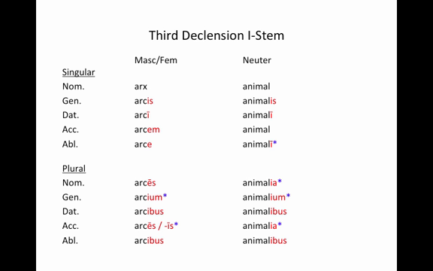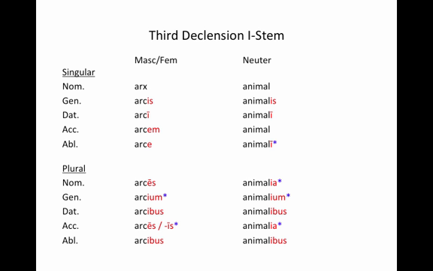When we look at the actual declension of third declension I-stem nouns, you'll notice that it's very similar to the normal third declension. For the masculine and feminine, here with blue asterisks, you're going to add an i in front of the normal genitive ending, and the accusative plural ending will occasionally be a long -is instead of -es.